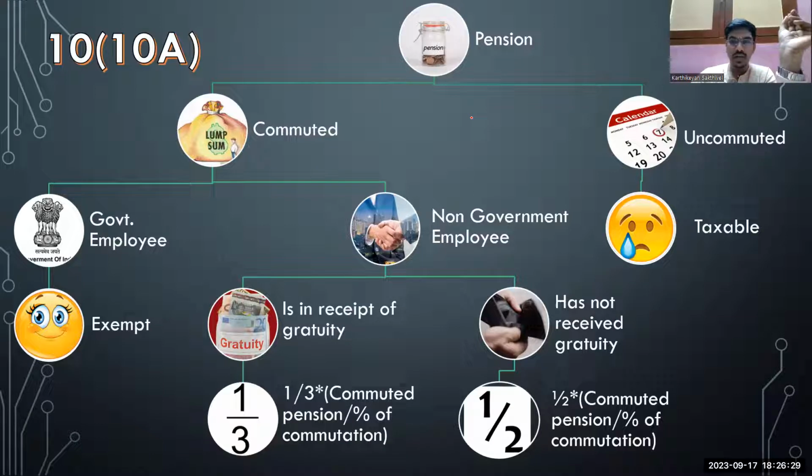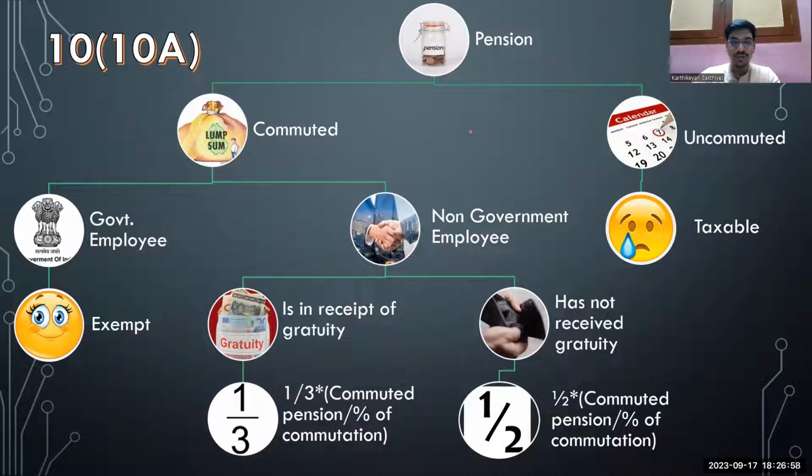Okay. Uncommuted pension means the pension which is received on a monthly or yearly basis, as the case may be. As far as uncommuted pension is concerned, the entire uncommuted pension is taxable in the year in which it is received. So basically the provisions of section 15 will apply, and based on that its taxability will be determined. Right. So the uncommuted pension part is done.